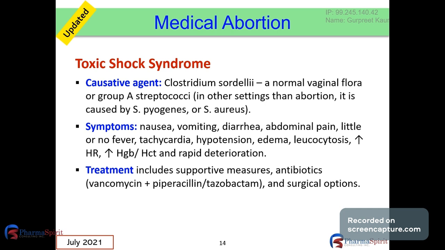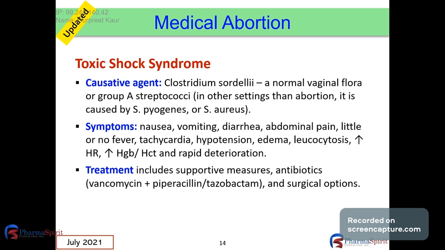This is a gram-positive bacteria, and in some females, but not many, Clostridium sordelii is a component of the vaginal flora. And it may enter into the bloodstream during medical abortion, during childbirth, during miscarriage, during surgical abortion. So it can cause infection and cause toxic shock syndrome. The problem with Clostridium sordelii is it produces toxin, and this toxin causes hypotension, and it can progress to cardiovascular collapse, as we'll see in the symptoms.